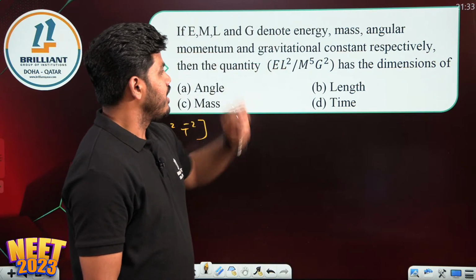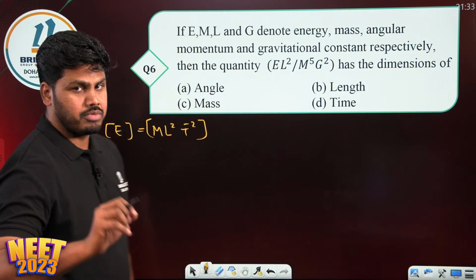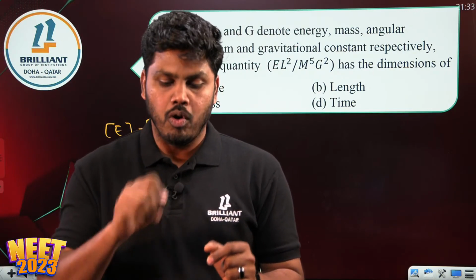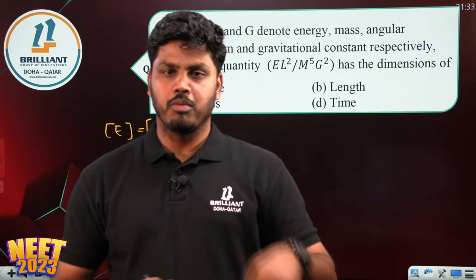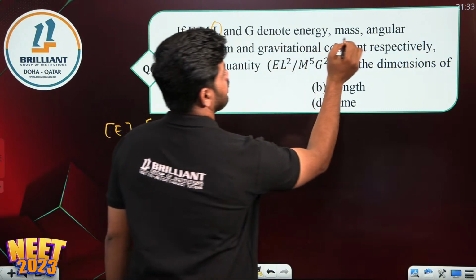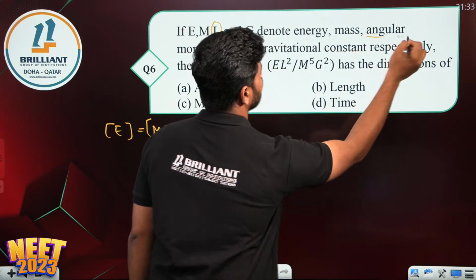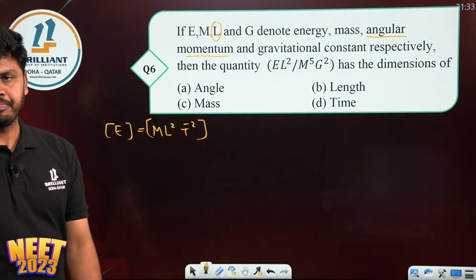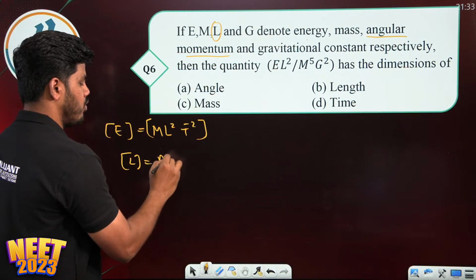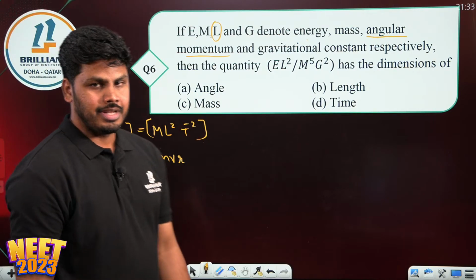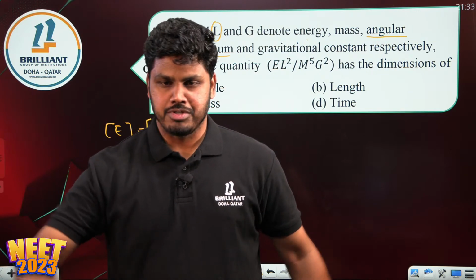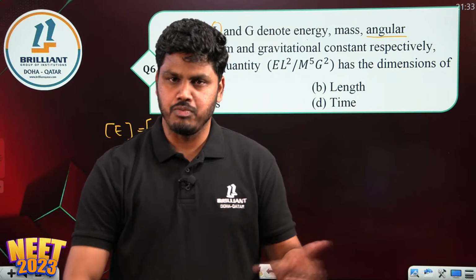Now the second one is L. Remember, L is not the length. One of the common mistakes we commit in these kinds of questions is that when we see L or M, we decide that it is length or mass. So check the question. Here the symbols stand for energy, mass and angular momentum. L is angular momentum. We know angular momentum can be calculated as mvr, the easiest equation we have, rp sine theta. Sine theta doesn't have any dimension. P is mv, so r into mv, which is mvr only.